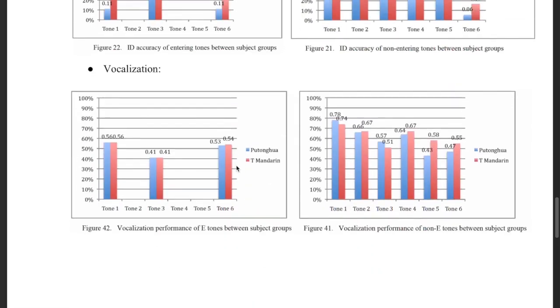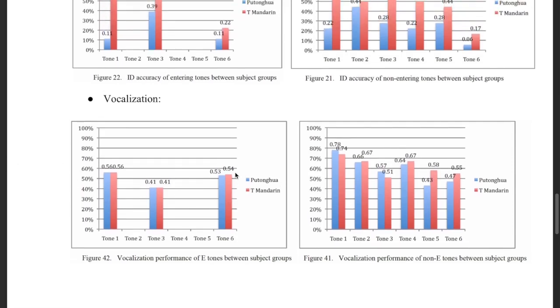Moving on to vocalization. Overall, Putonghua Mandarin speakers and Taiwan Mandarin speakers gave similar results, but still we can see that it is a little more difficult for them to produce the entering tones here. Among the three entering tones, tone 3 appears to be the most difficult to produce. This is probably because they're still not that experienced with entering tones.